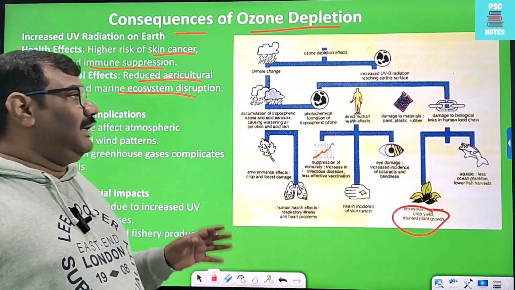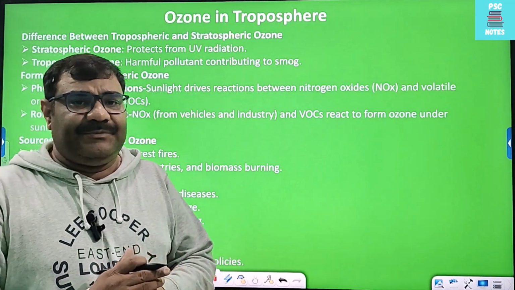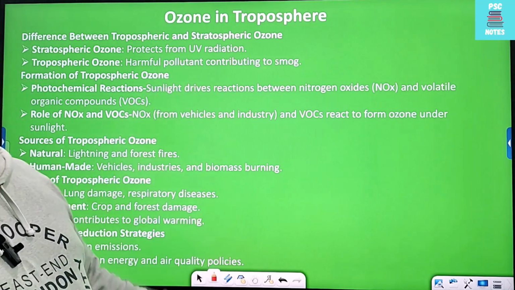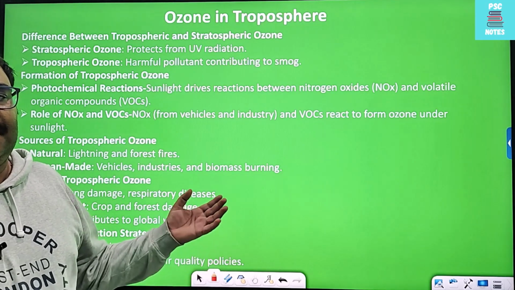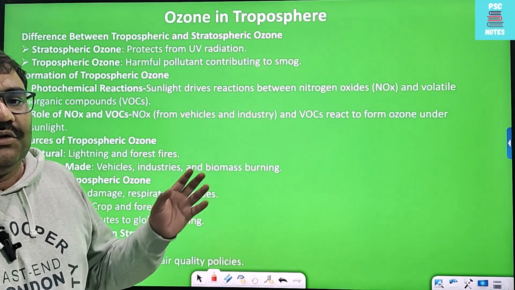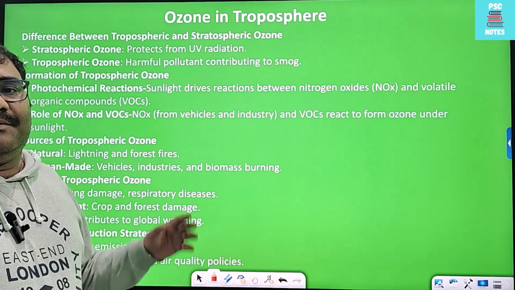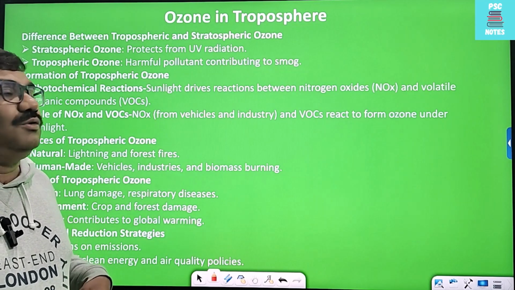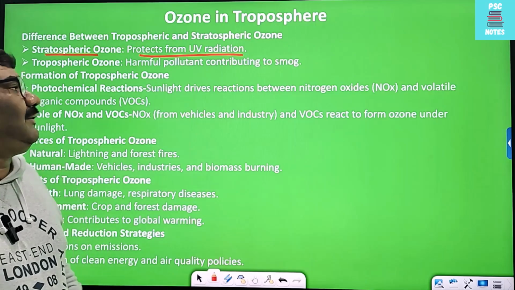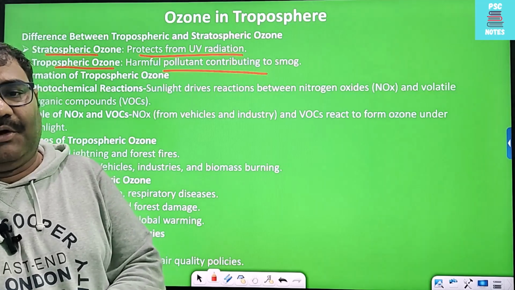Now as we see, this was the ozone in the stratosphere, but we have also seen that ozone is present in the troposphere. So what is the difference between the ozone in the troposphere and the stratosphere? Ozone in the troposphere is a bad ozone, while the ozone in the stratosphere is a good ozone. The stratospheric ozone protects us from ultraviolet radiation, while tropospheric ozone is a pollutant and it contributes to smog.